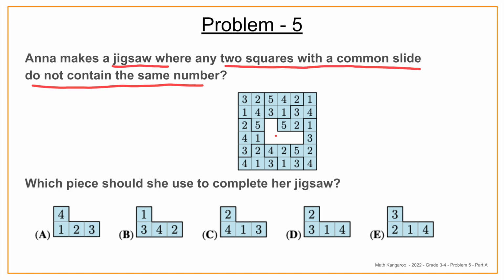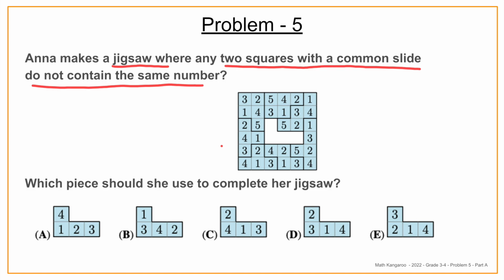So how to find the missing piece? We could find it using the method of elimination. We will pick an option, compare it, and eliminate it if it is not our answer. So if we pick option A, we place it in here and we see 4, 1.